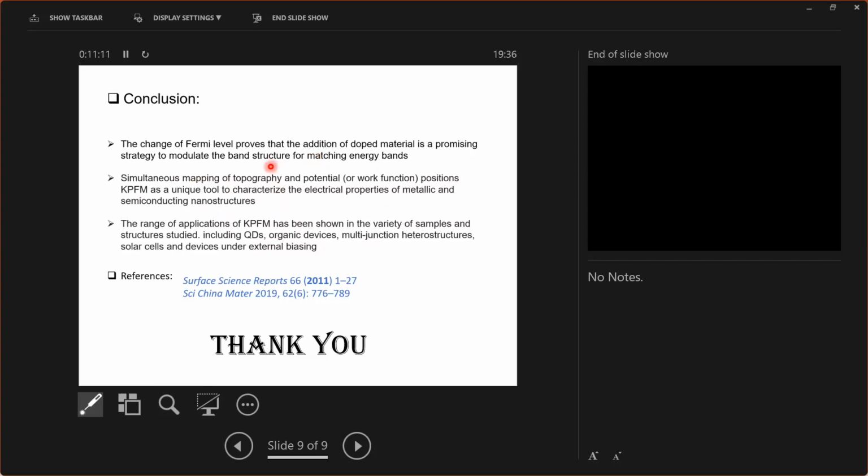So KPFM measurement is a simultaneous mapping of topography as well as potential, that is the CPD, of semiconducting nanostructures. Also through KPFM we can measure quantum dots, organic solar cells, and multi-junction heterostructures. In a heterostructure, we can understand what the potential difference is at the interface. Also at the grain boundary, we can identify how the potential differs.